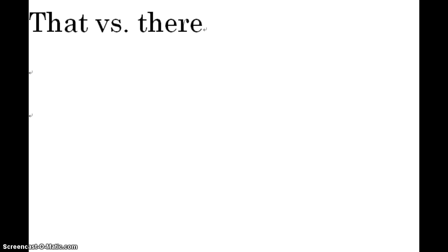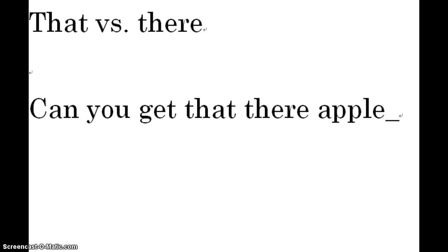use the word "there." For example, let's look at the sentence, "Can you get that there apple?" What do you think about this sentence? Well, this sentence is actually incorrect because the words "that" and "there" are both informing the same thing, and we don't need to use both of those words.